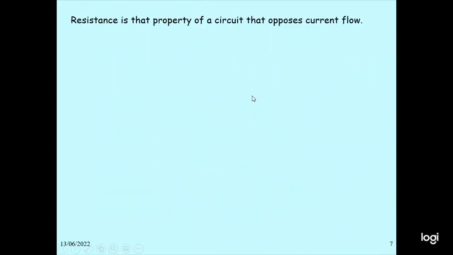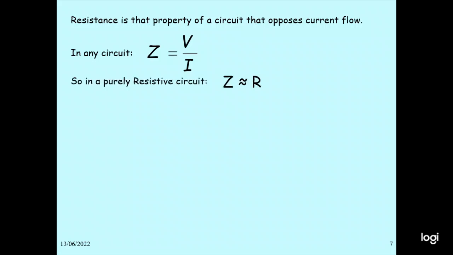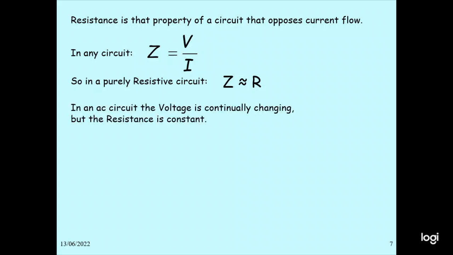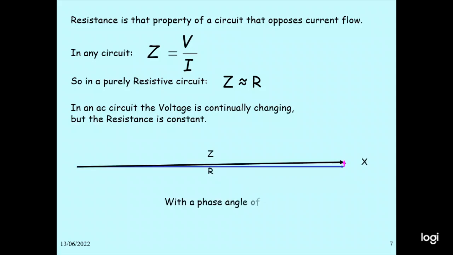So resistance is a property of a circuit that opposes current flow. In any circuit, Z equal to V divided by I. So in a purely resistive circuit, Z is equal to R. In the AC circuit, the voltage is continually changing, but the resistance is constant. So in this case, resistance and voltage are purely in phase. The phase angle is 0 because V and I are the same.